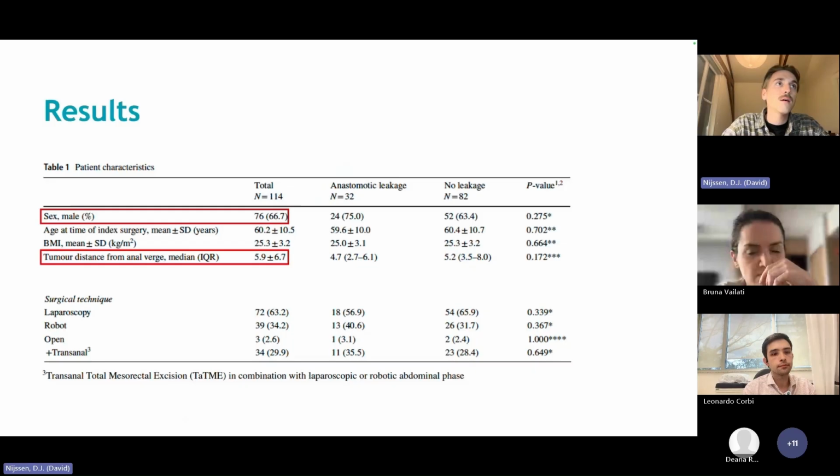And these are the patients included in the current study. So most of them were male. We were looking at quite low tumors, so a median distance of 6 centimeters from the anal verge. This is a modern study, so compared to the ones we found in the literature study, we have more modern techniques, so less open surgery, a lot of transanal surgery, like 1/3 of patients had a transanal surgery combined with either laparoscopy or robotic surgery.